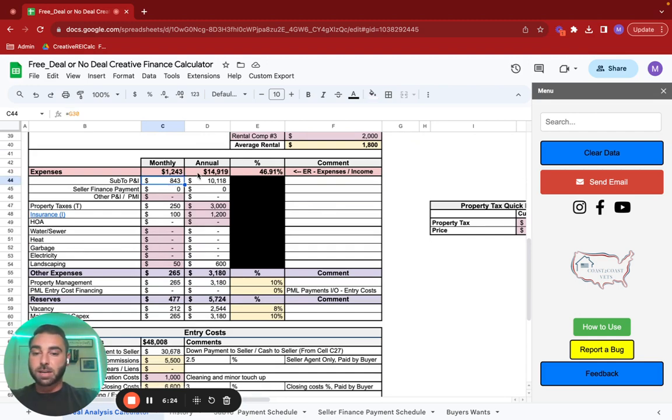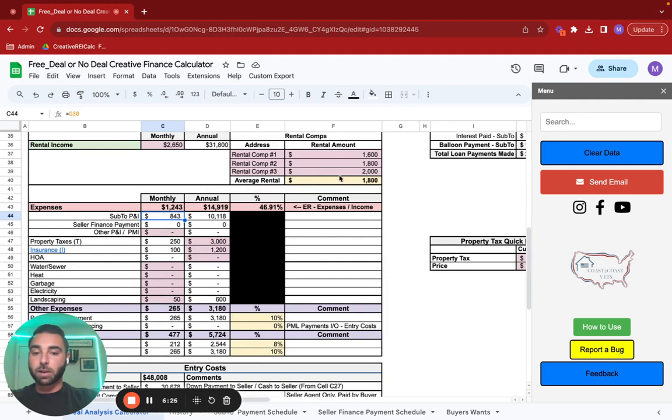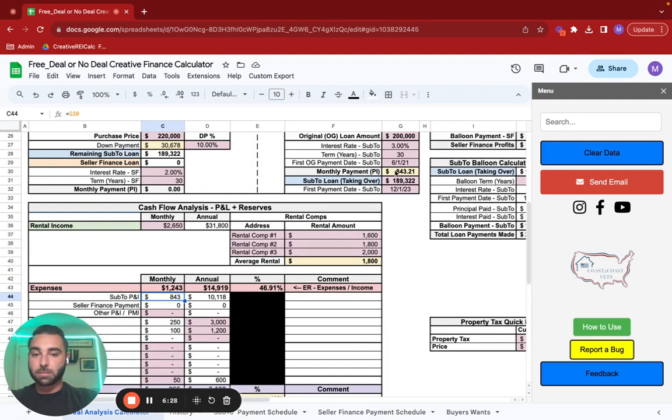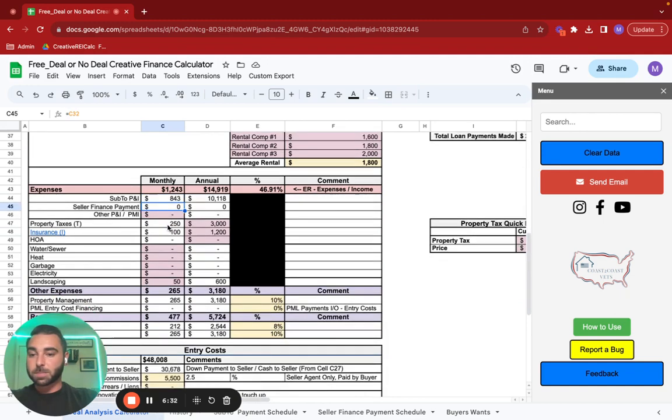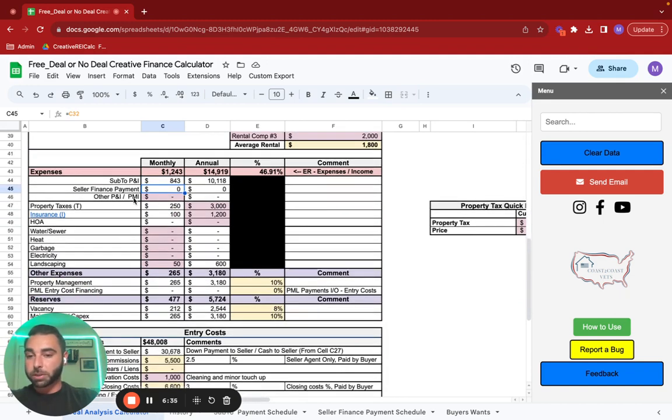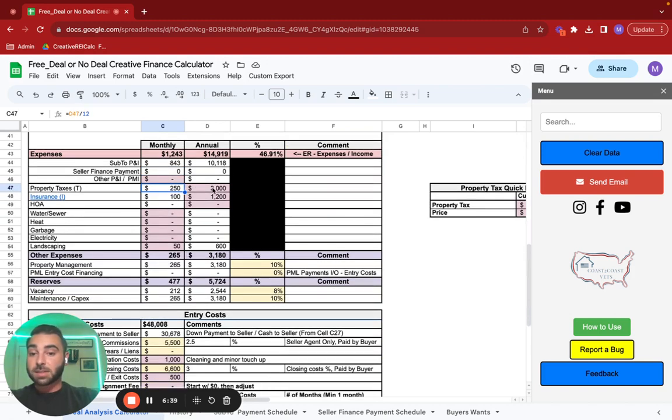In this instance, you're taking over the $843 principal and interest payment, which is calculated up here. There's no seller finance payment. There's no additional property mortgage insurance or principal and interest loan you have to worry about. The property taxes, let's say it's $3,000 a year. You just put that in here and that'll calculate your $250 a month, just 12 divided by that. Your insurance, let's say it's $1,200 for the year, so $100 a month.